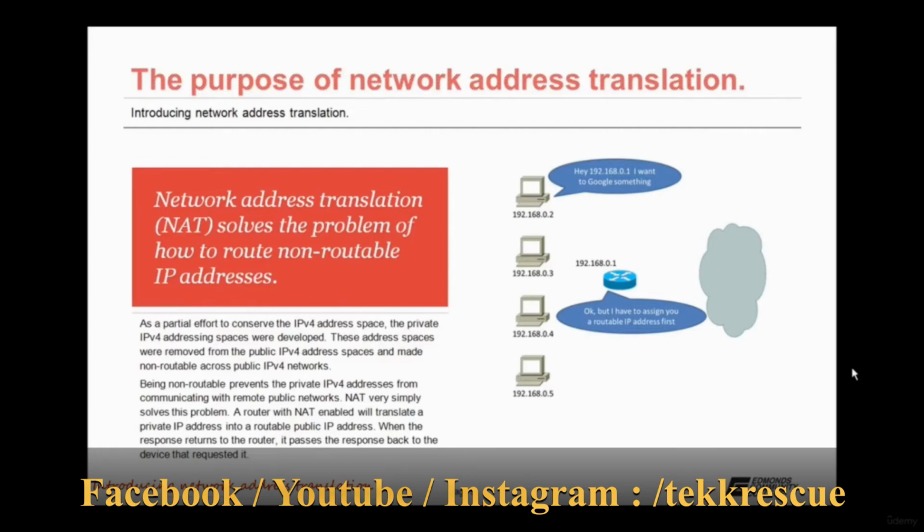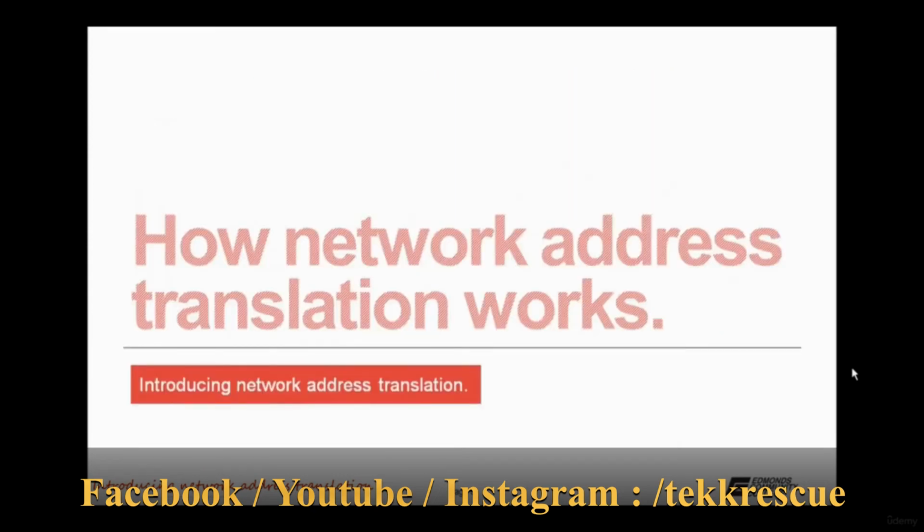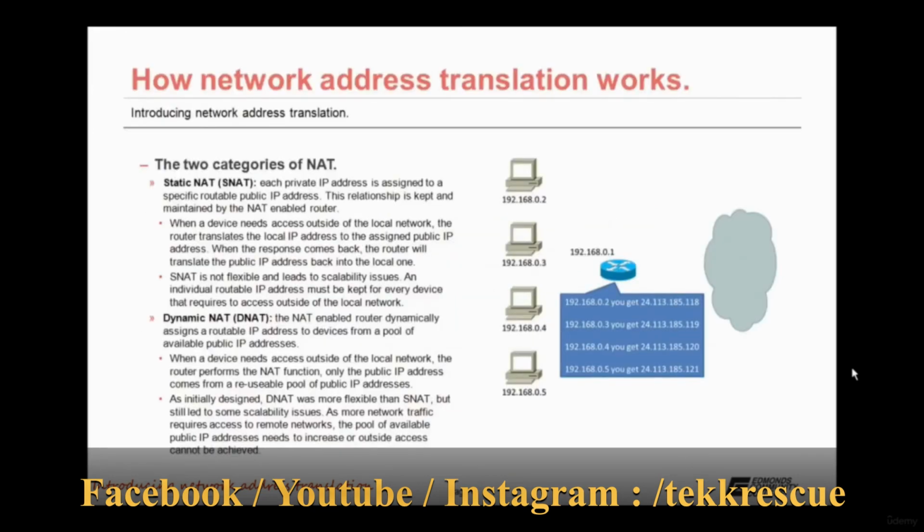A router with NAT enabled will translate a private IP address into a routable public IP address. When the response returns to the router, it passes the response back to the device that requested it. So now that we've covered the purpose, let's talk about how network address translation works. And first off, we get to talk about the fact that there are two categories of NAT. First up is static NAT.